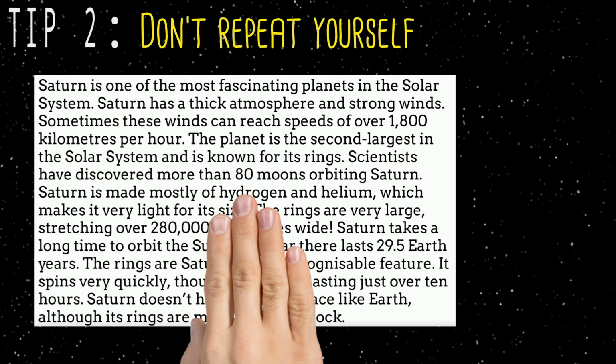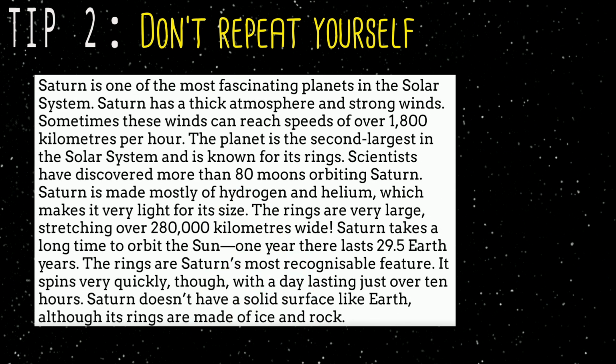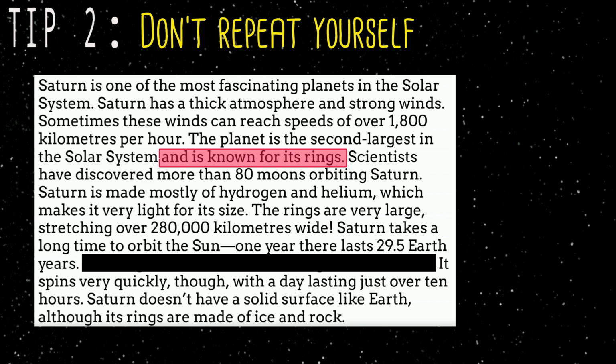Tip 2. Don't repeat yourself. There are 2 sentences in my paragraph that repeat the same thing. That Saturn is known for being the planet with the rings. Even though the wording in these 2 sentences is different, I'm saying the same thing twice, so I need to remove one of them.